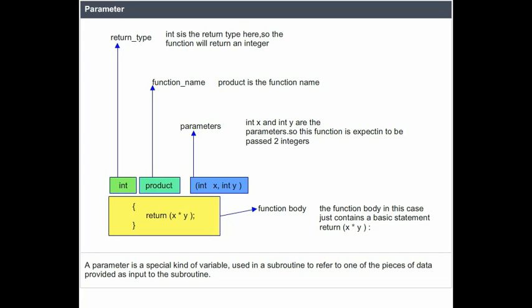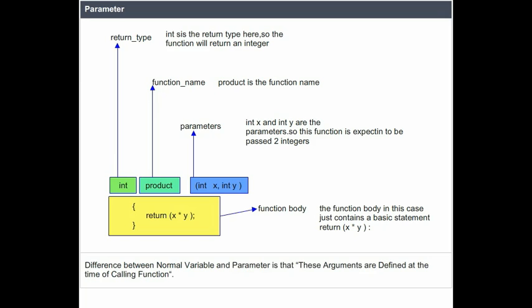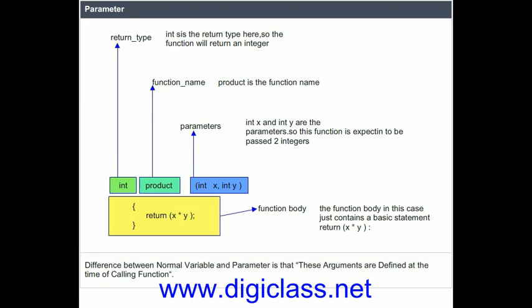Parameter. A parameter is a special kind of variable used in a subroutine to refer to one of the pieces of data provided as input to the subroutine. These pieces of data are called arguments. Parameter means values supplied to a function so that the function can utilize these values. Parameters are simply variables. The difference between a normal variable and a parameter is that these arguments are defined at the time of calling the function.